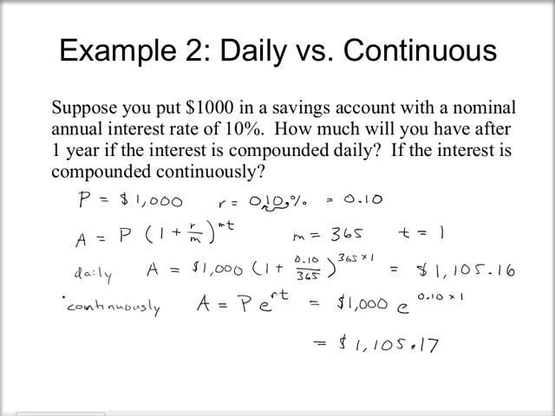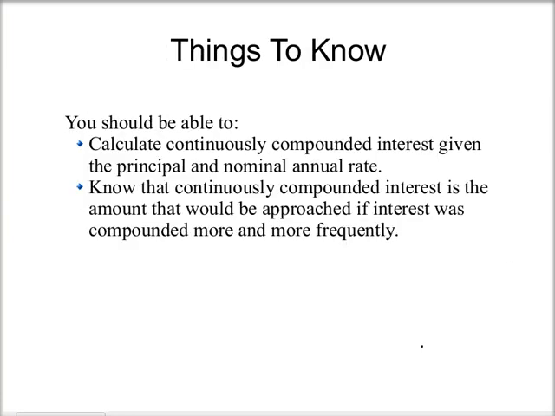You can see that the difference between compounding daily and continuously after 1 year is only 1 cent, so it doesn't make that big of a difference in this case. So the things you should know for this section: you should be able to calculate continuously compounded interest given the principal and the nominal annual rate. You should know that continuously compounded interest is the amount that would be approached if interest was compounded more and more frequently.